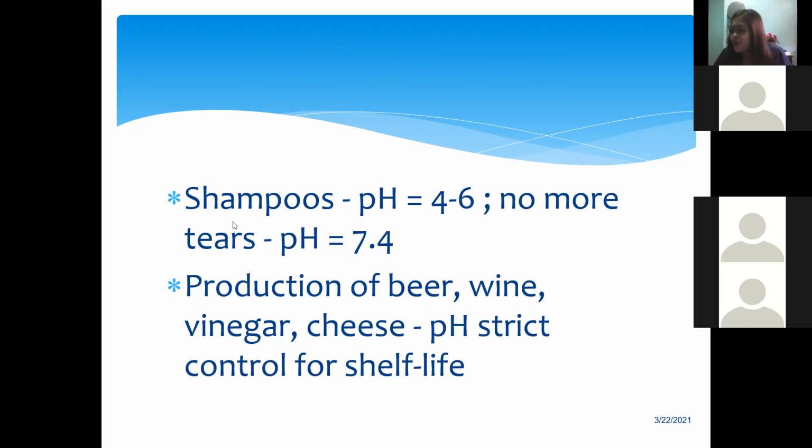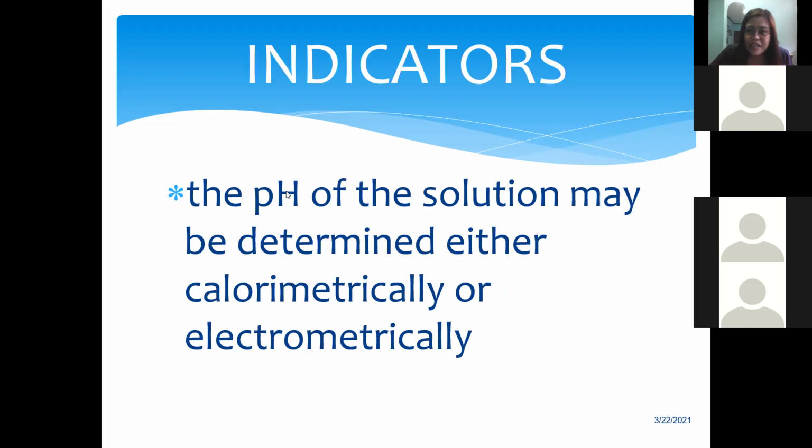Okay? Questions, class, so far? None. So in laboratory class, we have what are called indicators.